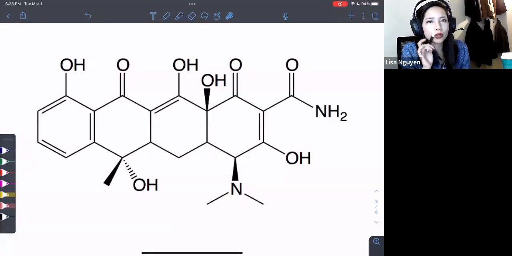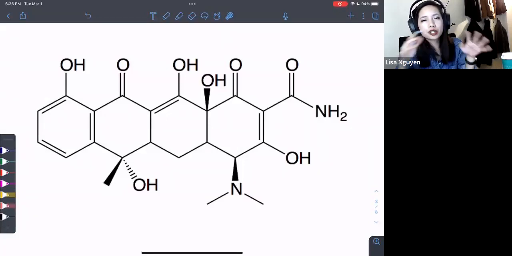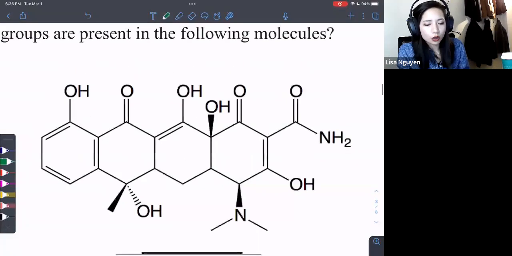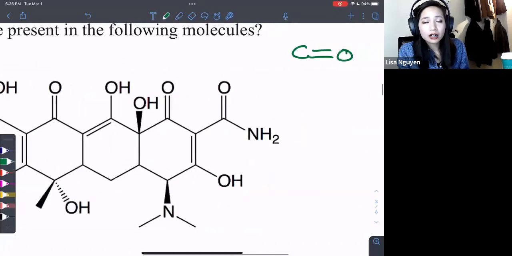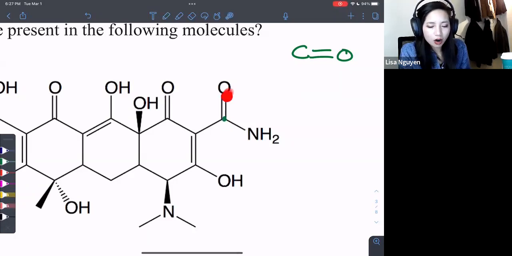So with functional groups, we want to look for things that are different looking. In my head, there are two types of functional groups. There are functional groups that have carbonyls attached to them. A carbonyl is anything that has a carbon-oxygen double bond in it. We see a couple of those in here. But what makes them all different is what is attached to that carbon in the carbonyl. In this case, that carbon is attached to a nitrogen.